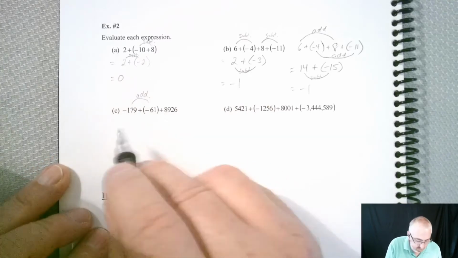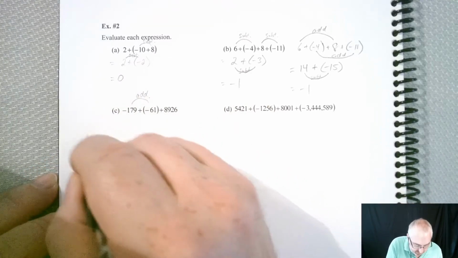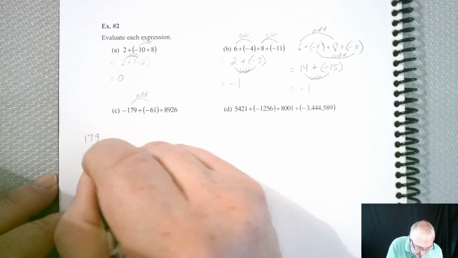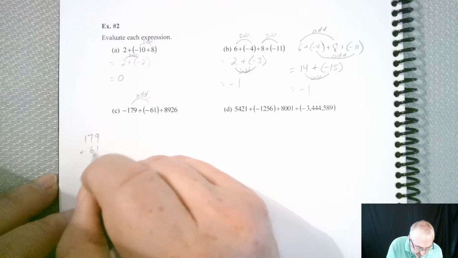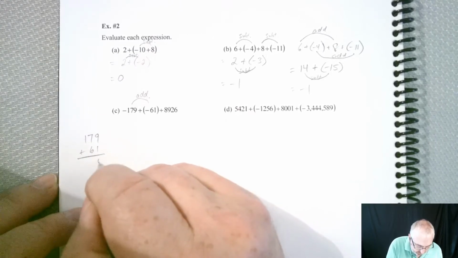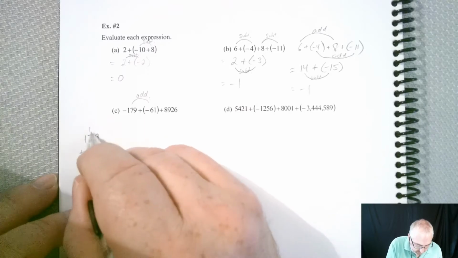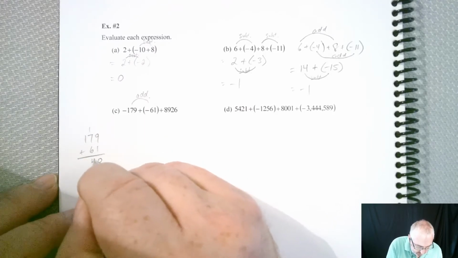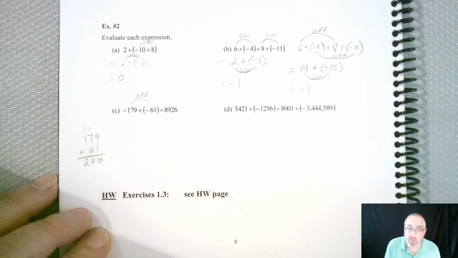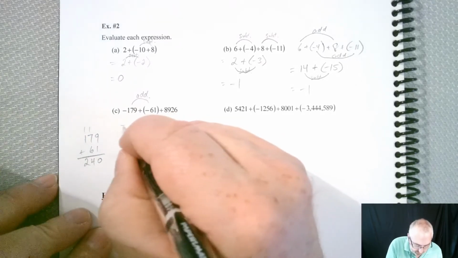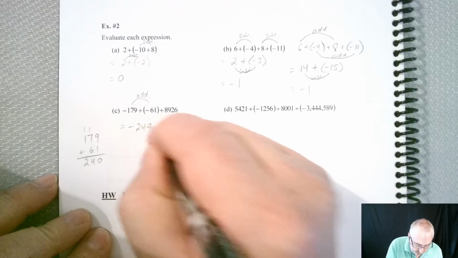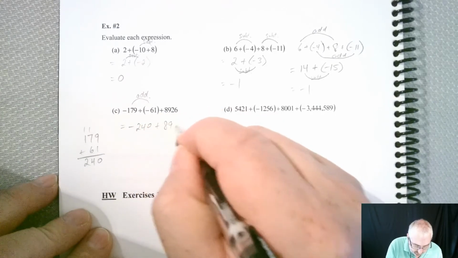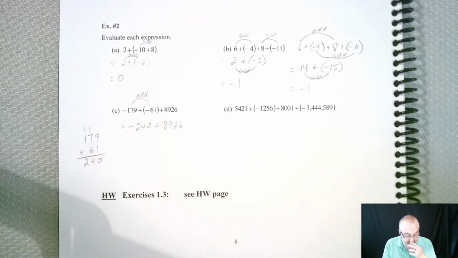So now you can do stuff on scratch paper off to the side. So if we say 179 and we add 61 to that, we get a 0, carry a 1. 8 and 6 is 14, carry a 1. So 240. But don't forget the sign. So the sign would tell you it's negative 240 plus 8926. All right, so there's step 1.